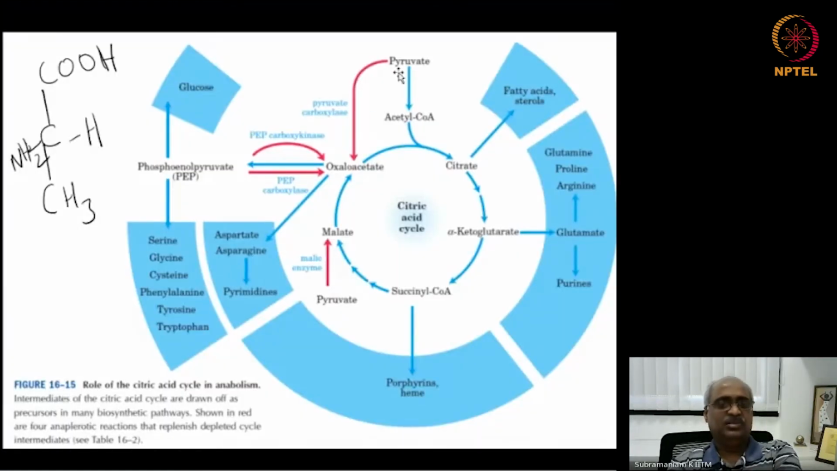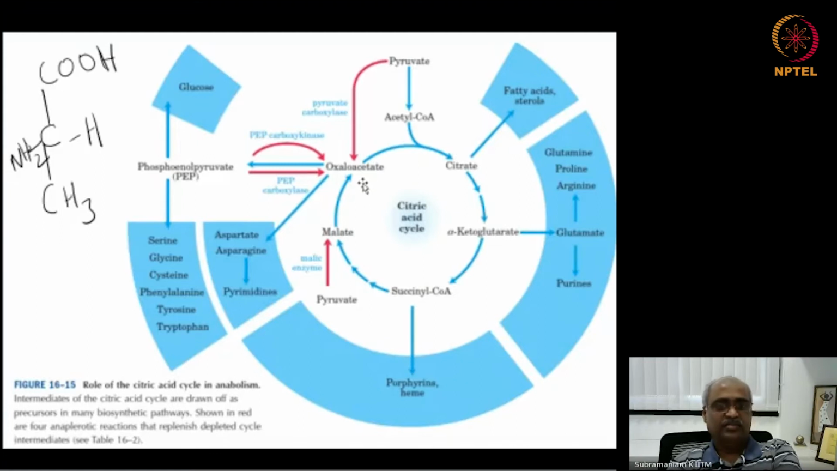For example, pyruvate by the action of pyruvate carboxylase. Don't confuse with pyruvate decarboxylase, which removes carboxyl group from pyruvate. Instead, here you add another carboxyl group to pyruvate to make oxaloacetate. So that is one way of replenishing oxaloacetate concentration. This is one of the primary anaplerotic reactions. Okay, so only the primary ones are marked here. Among them, this is the most common one.